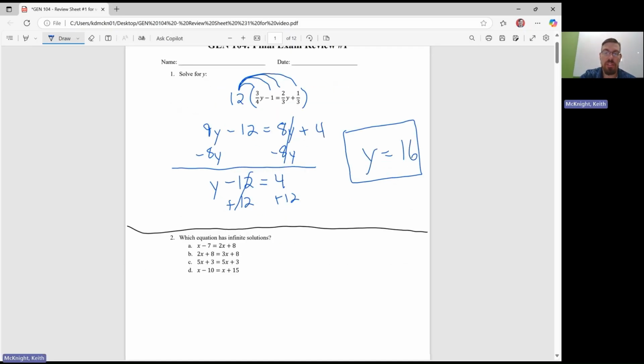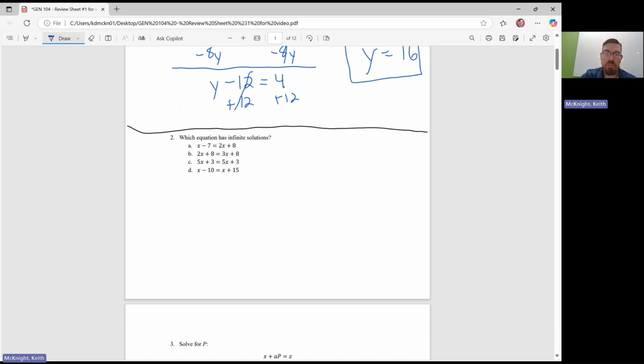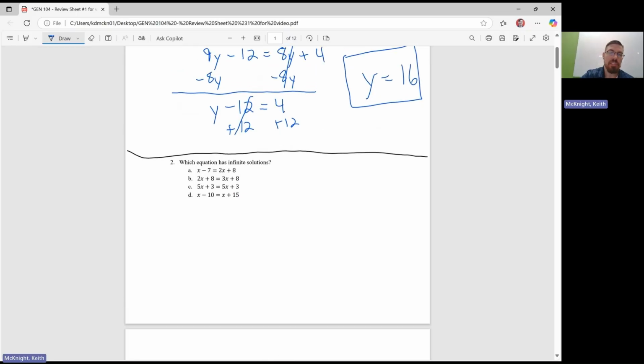All right, so we're heading on to number 2. So number 2 is, again, kind of talking about equations. We have a bunch of equations here, A, B, C, and D, and it's asking us which equation might have infinite solutions. So when we solve equations, we're going to do exactly kind of what we did in step one.